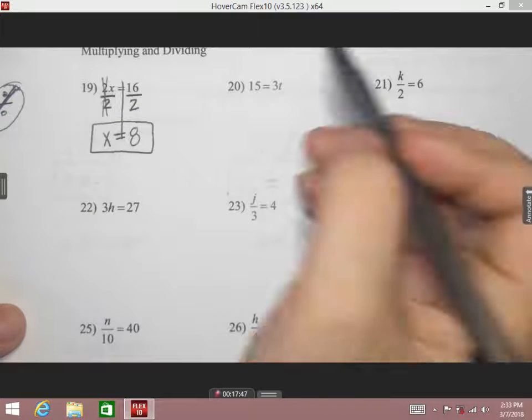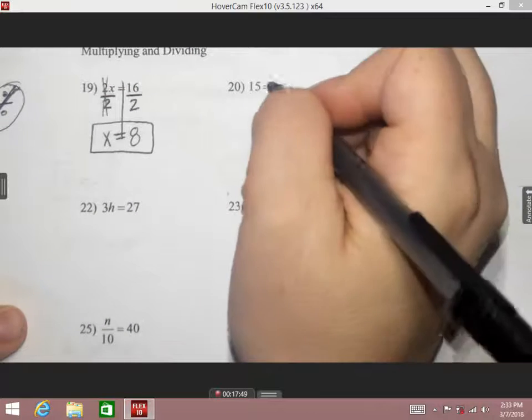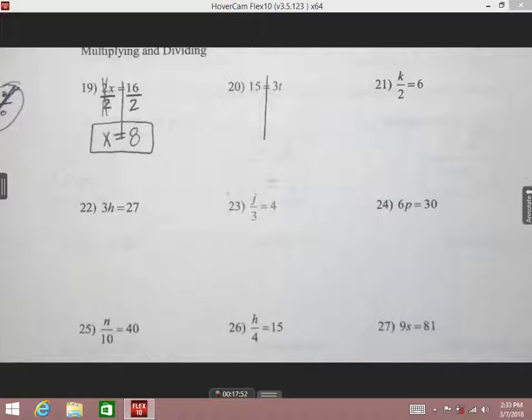Number 20, we have 15 equals 3t. There's my equal sign, draw my bar. This time, what side is my variable on? Jesse? The right. Guys, don't just go flipping your variable around. We're going to work it with it on the right, and it will be okay.